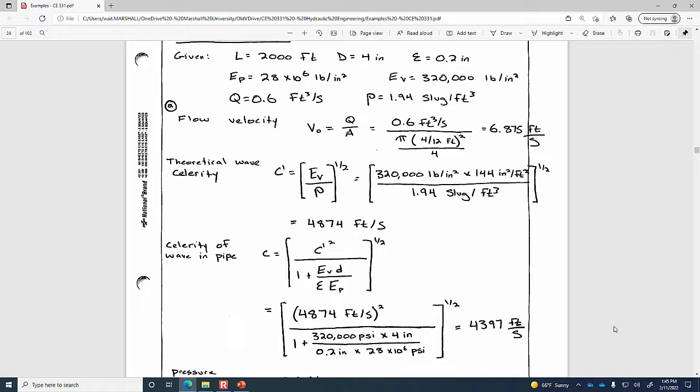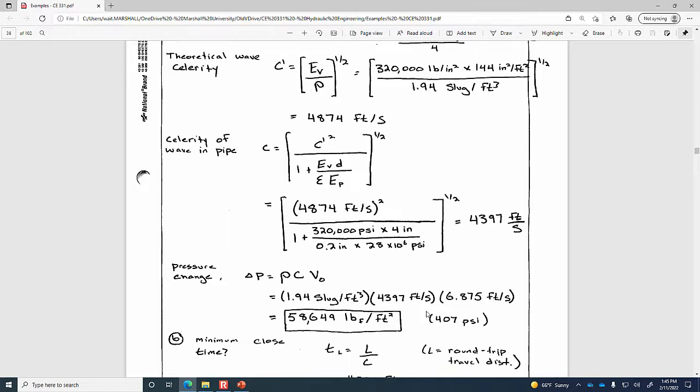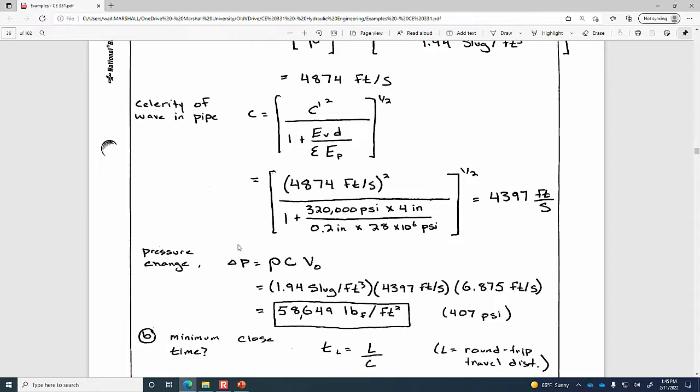So how much will the pressure go up? So the delta P, 407 PSI in this example. So it was water that was initially going 6.8 feet per second. And because of that, the pressure increased 58,000 pounds of force per square foot, works out to 407 PSI.